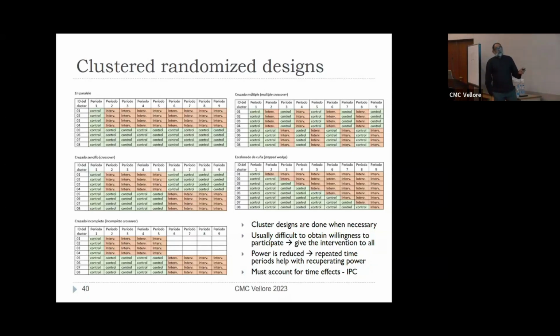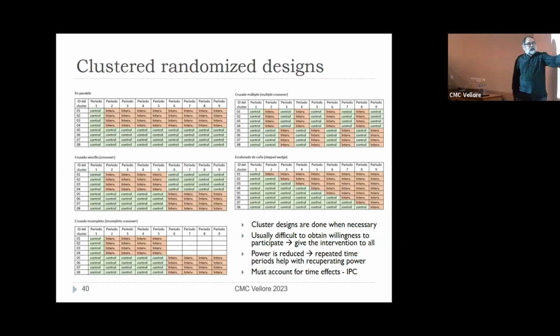But this is a parallel design. Some 4 of them are getting this, and 4 of them are getting that. But people may want it, and this may not be possible. And I lose power because I have only 4 in one and 4 in the other. So I can do a crossover. So these 4 get this intervention for some periods, and then they cross over to control and go back. That's one way. Or, if I cannot remove the intervention, I just don't do control here.